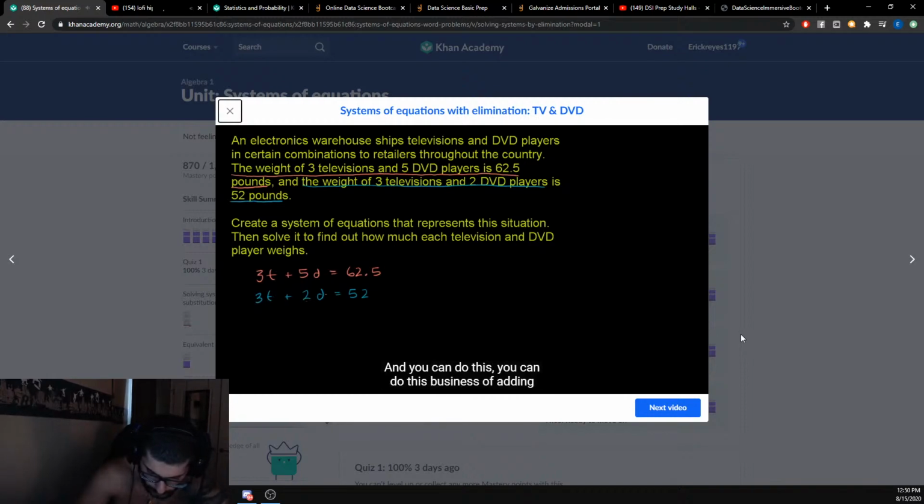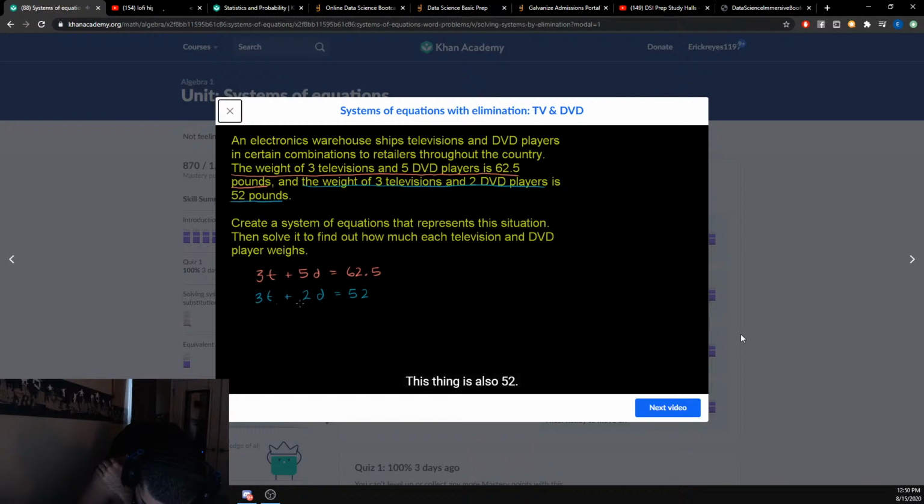And you can do this business of adding equations to each other. Because remember, when we learned this at the beginning of algebra, anything you do to one side of an equation, if I add 5 to one side of an equation, I have to add 5 to the other side of the equation. So if I add this blue stuff to the left side of the equation, I can add this 52 to the right-hand side because this is saying that 52 is the same thing as this thing over here.